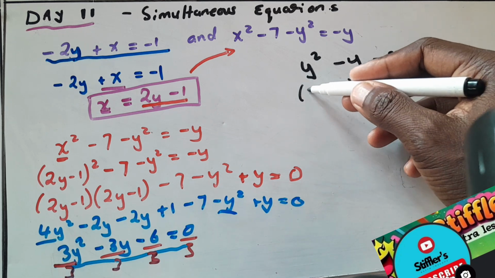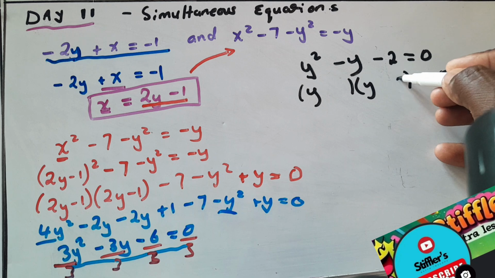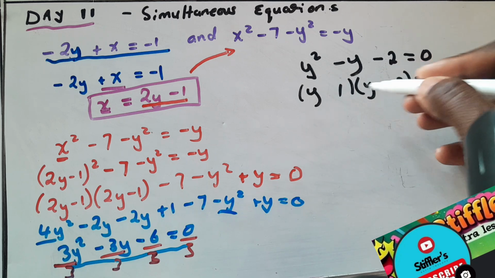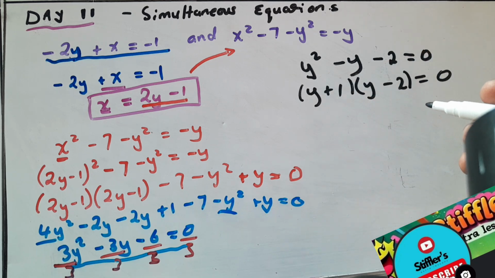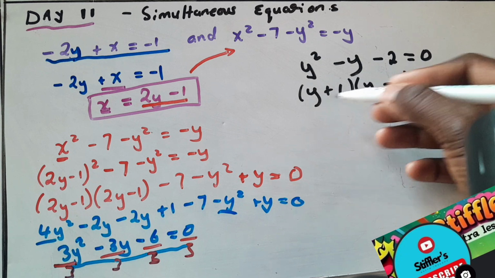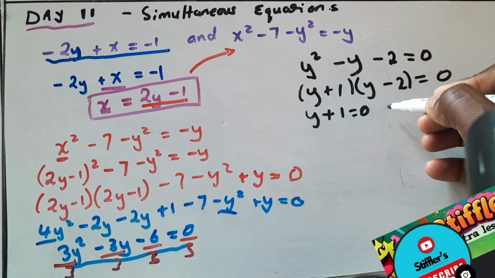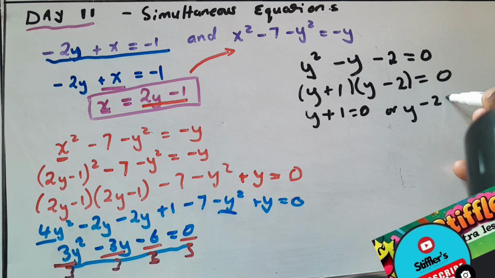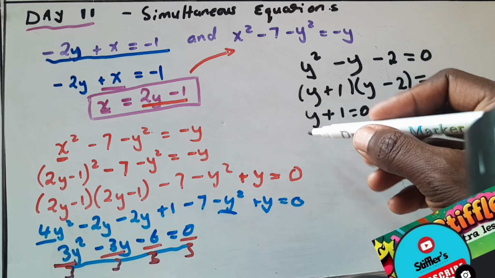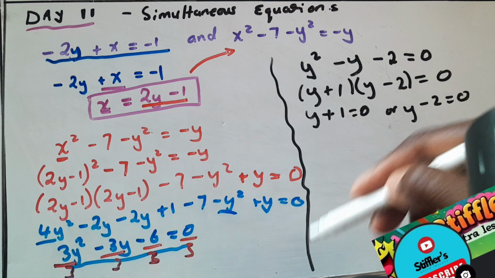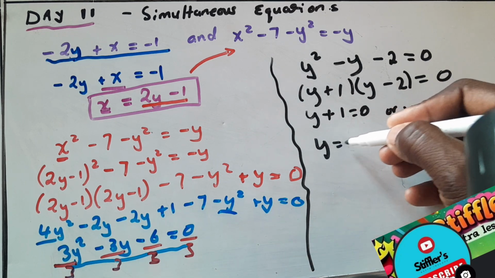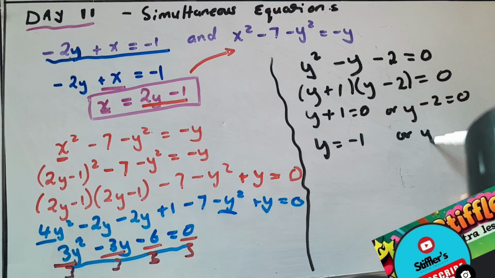So this will be y, this will be y, and then 2, and then 1, and then minus, and plus. So now we can equate every bracket to 0. So it means that our y plus 1 is equal to 0, or our y minus 2 is equal to 0. And also it means that we can solve each independently. So it means that our y here becomes negative 1, or our y becomes 2. So now we found the values of y.